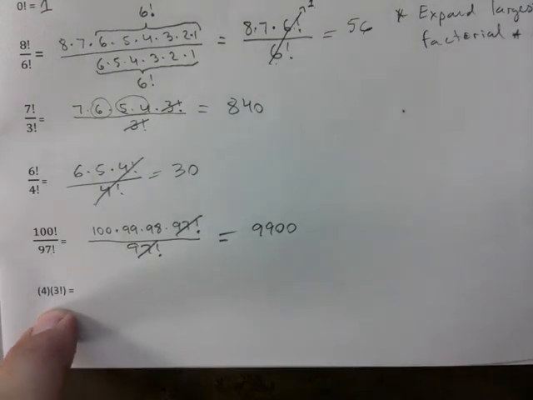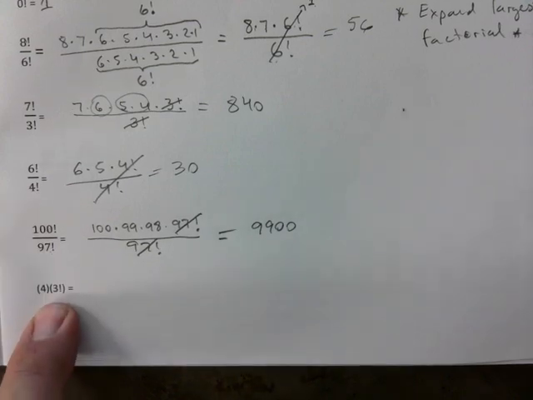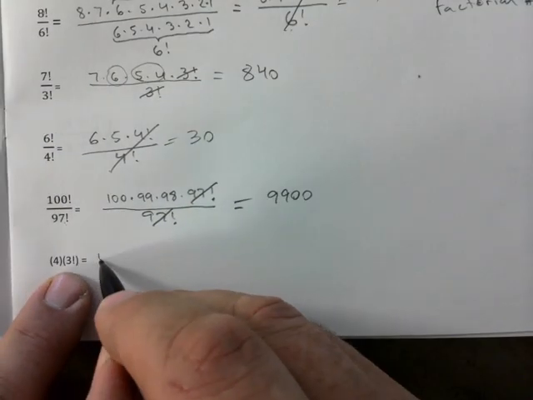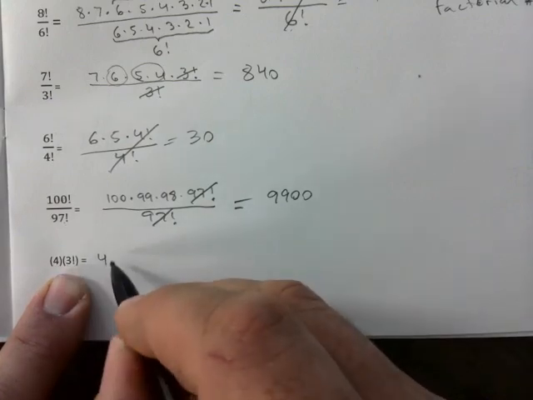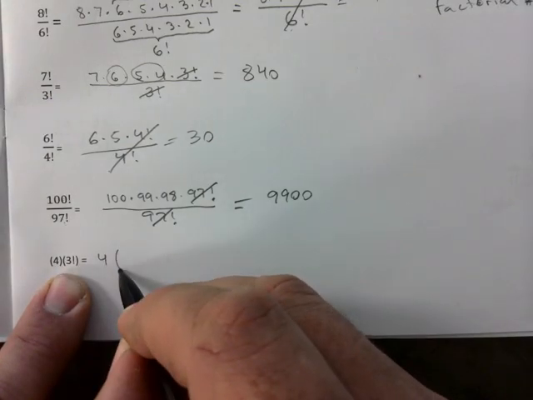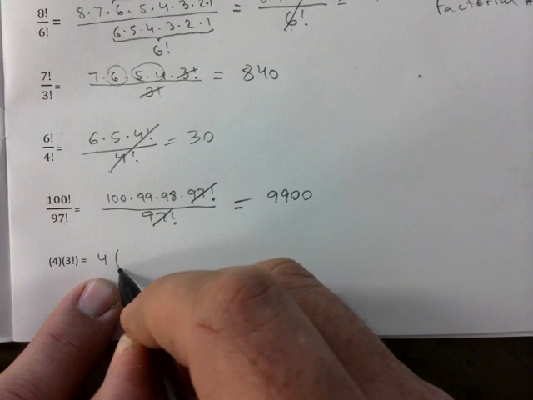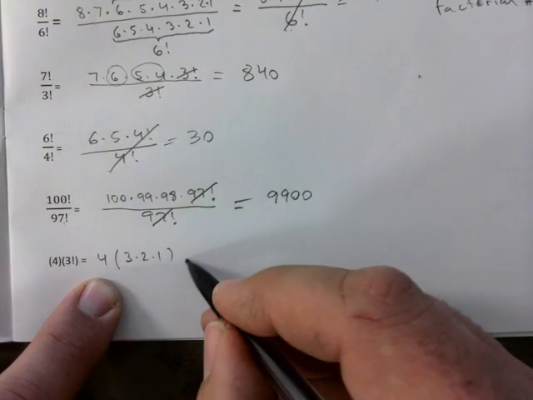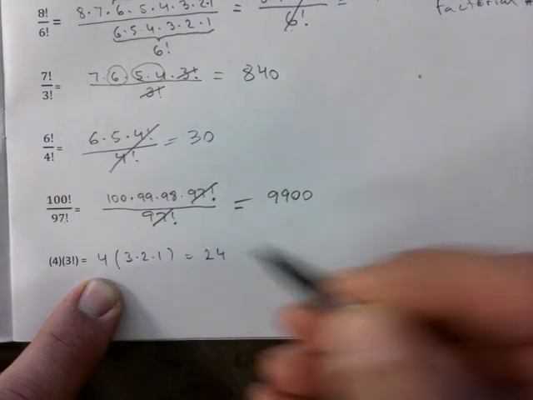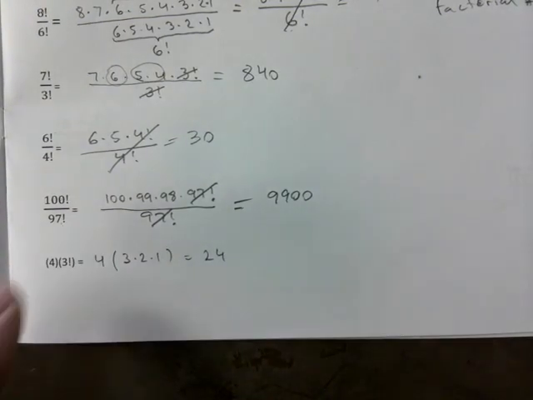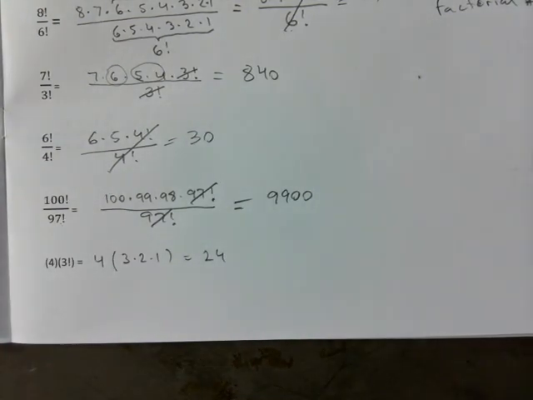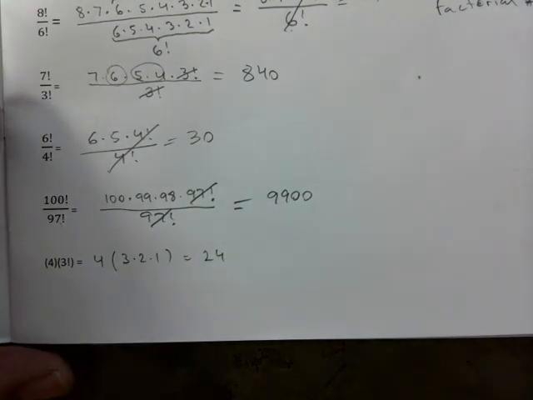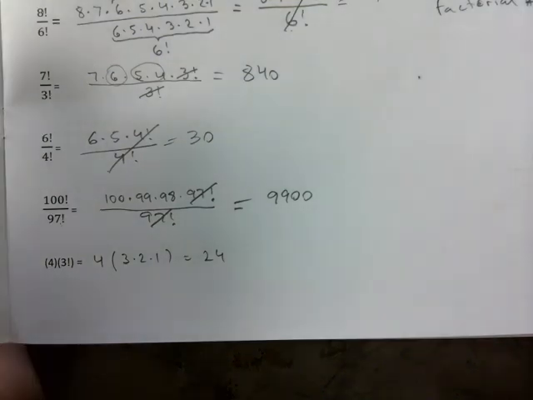What about this one? This one here. So you have one with a factorial, one without. So keep this 4 out. Okay. So this would be 4 times. Can you do 3 factorial in your head? 6. It's 6. So 4 times 6 is 24. Okay. So in that case, it's just like that. Got it? So this is just basic warm-up to factorial.